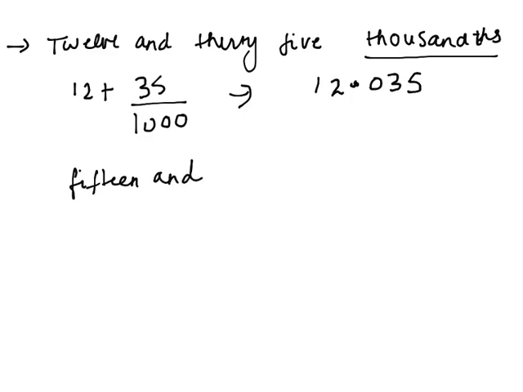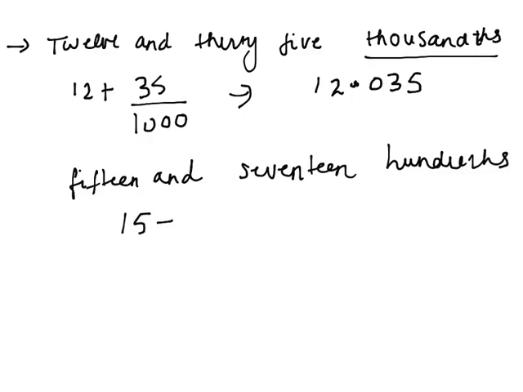17 hundredths. So how will we write it? 15 plus 17 hundredths. Hundredths means 17 by 100. So 17 is at the hundredths place, so it can be written in decimal form as 15.17.